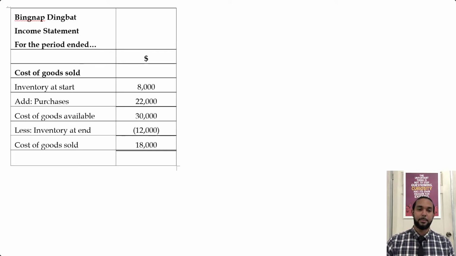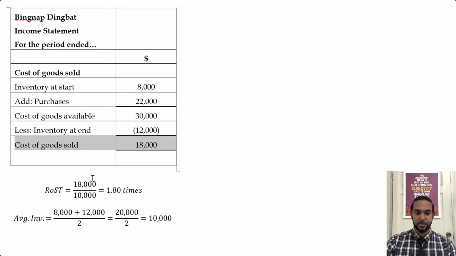Okay, so we're taking a look at Bing Nap Ding Bat, right? So it's cost of goods, so we have inventory at start plus purchases. So we're not worrying with carriage in or returns out, we're keeping it simple. We add those two together, we get cost of goods available for sale minus inventory at end, giving us cost of goods sold. Okay, let's scroll down to see the other information. So to find the rate of stock turn, which I've abbreviated as ROST, we need the cost of goods sold divided by average inventory. Now, our cost of goods sold was given to us.